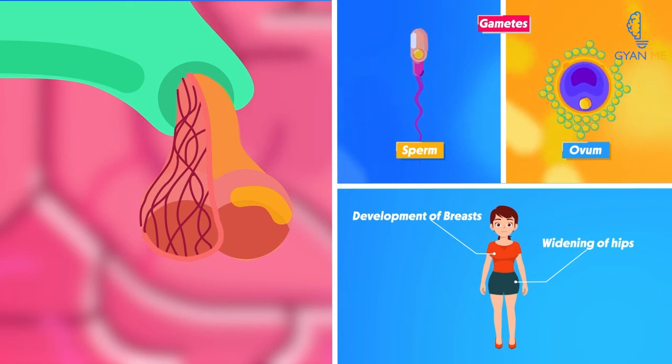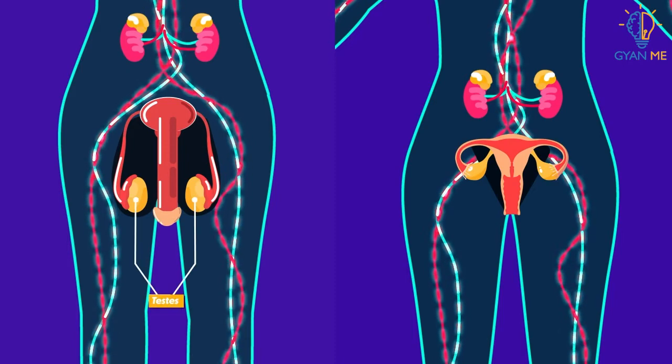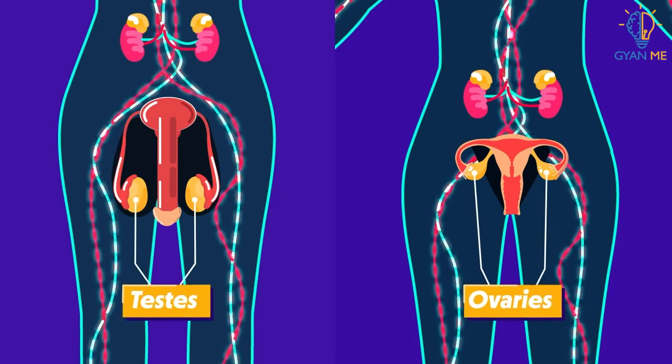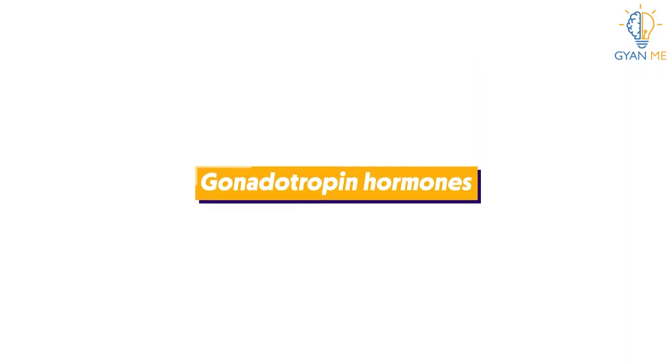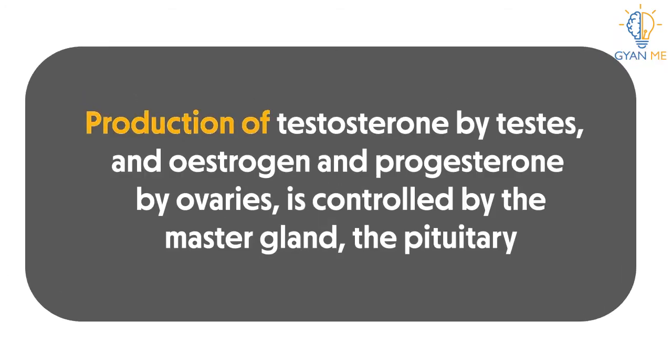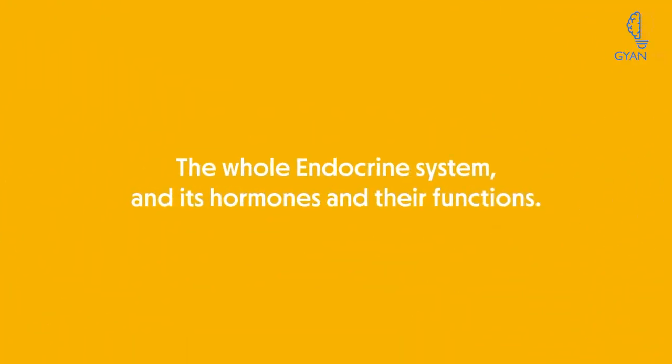So students, we have learned that there are reproductive glands or sex glands, testes in males and ovaries in females. Both the glands produce sex hormones, which control pubertal changes and reproduction in humans. Production of testosterone by testes and estrogen and progesterone by ovaries is controlled by the master gland, the pituitary. Now, let us have a bird's eye view of the whole endocrine system and its hormones and their functions.